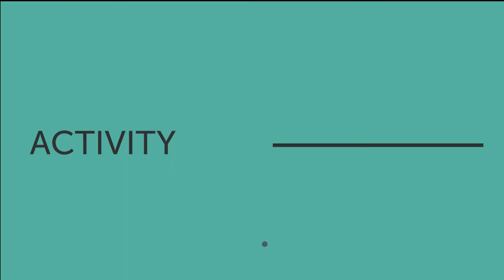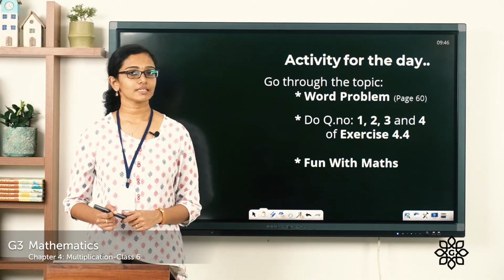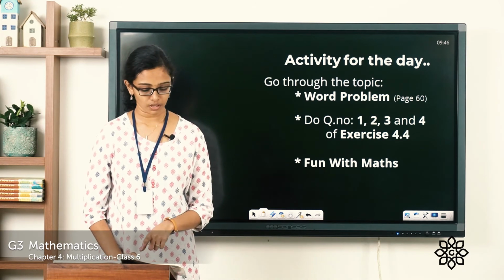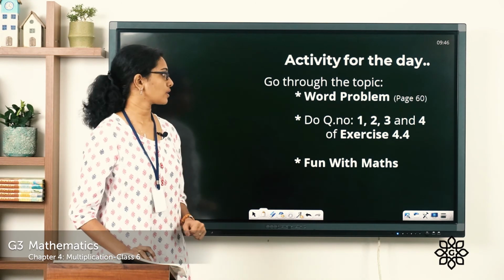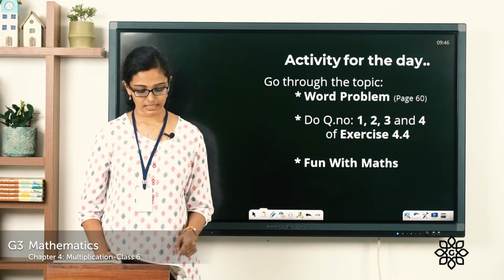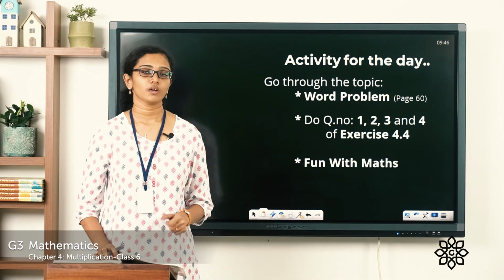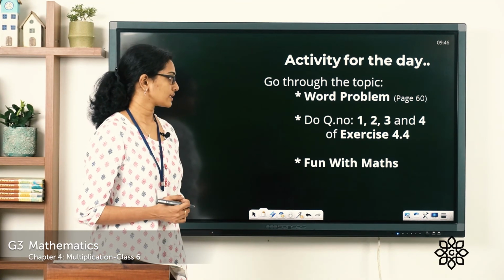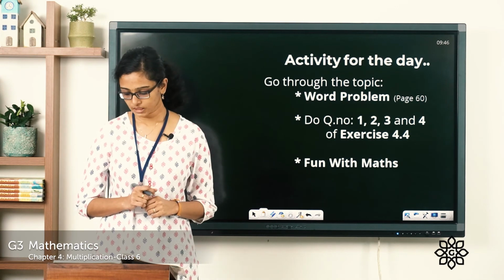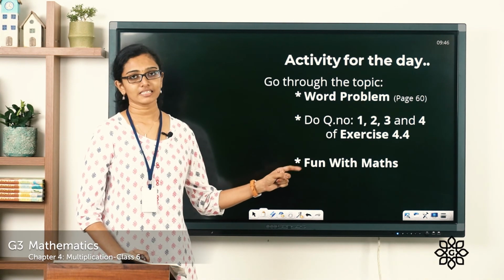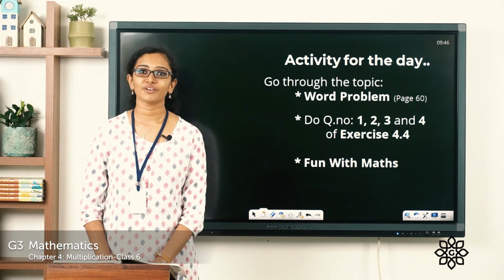Now, you can go through the topic word problem on page number 60 of your textbook. Go through that and move on to exercise 4.4. You have to complete questions 1, 2, 3 and 4. Question number 5 you have already done in class. So please complete the questions in your notebook, and on the next page, page number 61, you can see the heading, Fun with Maths. Please go through that as well and do accordingly.